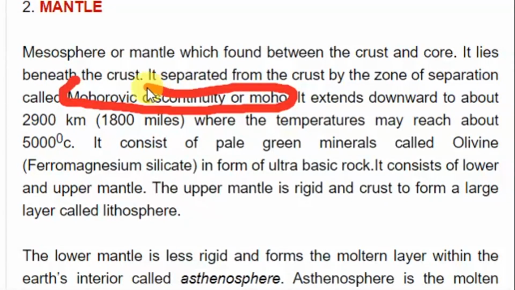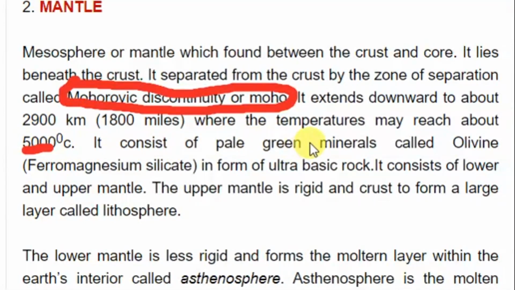As I told you, this will normally come in your MCQ. When you are explaining the structure of the earth, about the crust, mantle and the core, you must mention the Mohorovicic discontinuity. So the Mohorovicic discontinuity separates the crust and mantle. It extends downward to about 2,900 kilometers, or 1,800 miles, where the temperature may reach about 5,000 degrees Celsius.